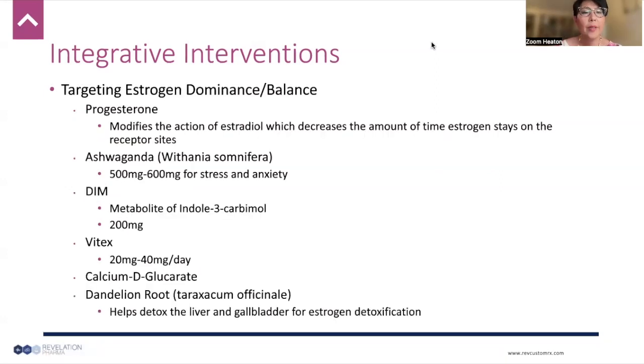Targeting estrogen dominance and balance. So we have progesterone, which modifies the action of estradiol, which decreases the amount of time estrogen stays on the receptor sites. And progesterone cream that is made from Mexican wild yam can slow or prevent the overgrowth of the endometrium in people with endometriosis. It is thought to do so by blocking the formation of new blood vessels in the endometrium, and it slows or stops the invasion of endometrial tissues outside of the uterus.